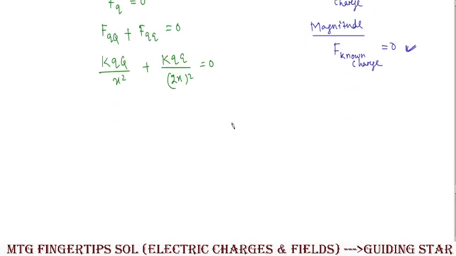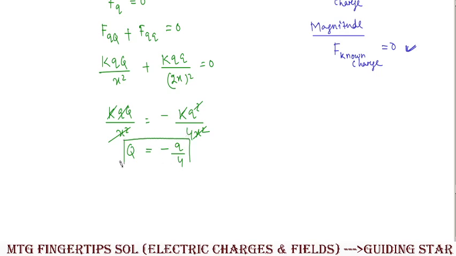So finally over here how can you write this one, k q into q divided by x square equal to negative of k q square upon 4x square, k q will get cancelled out, x square and x square will get cancelled out. So finally how much we are getting, so q equal to minus q by 4. So finally that means the magnitude of unknown charge will be 1/4 times the magnitude of known charge, clear.